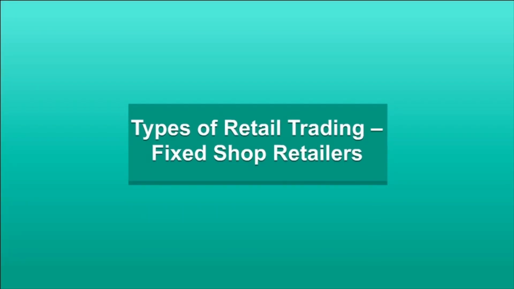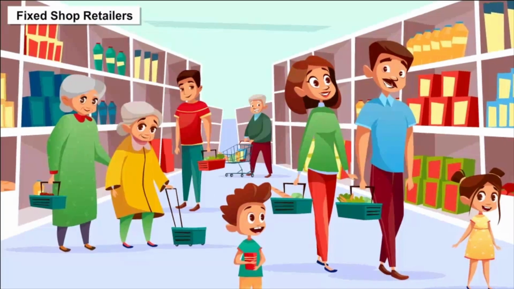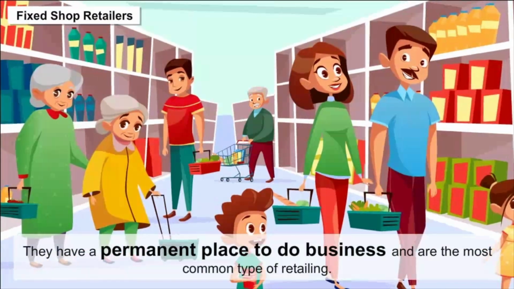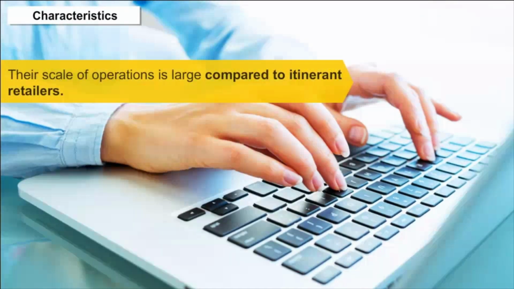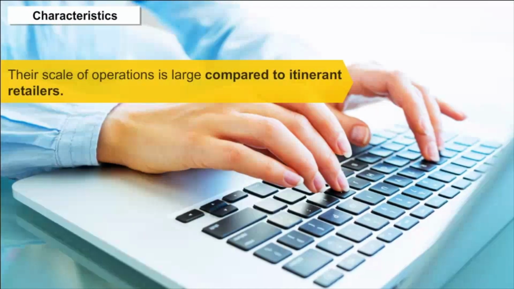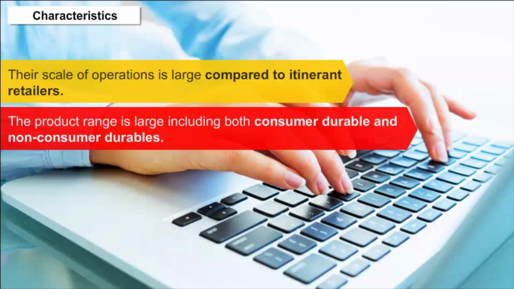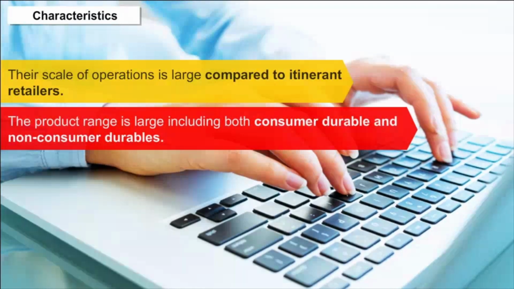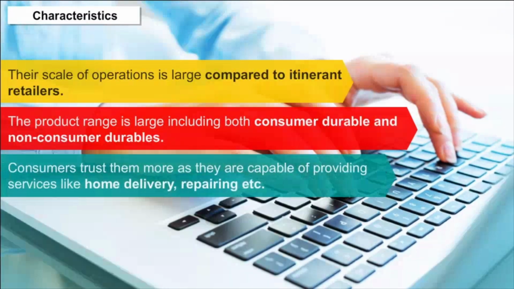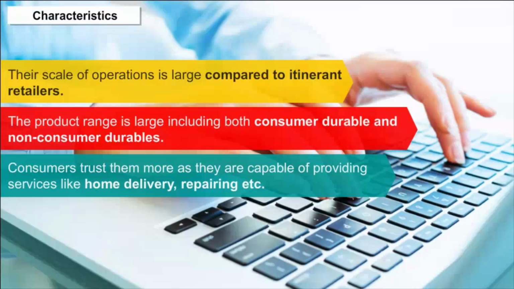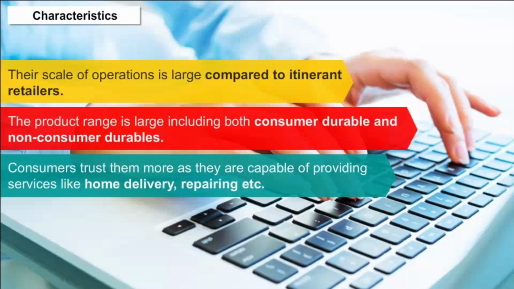Types of retail trading. Fixed shop retailers. They have a permanent place to do business and are the most common type of retailing. Characteristics. Their scale of operations is large compared to itinerant retailers. The product range is large, including both consumer durables and non-consumer durables. Consumers trust them more as they are capable of providing services like home delivery, repairing, etc.